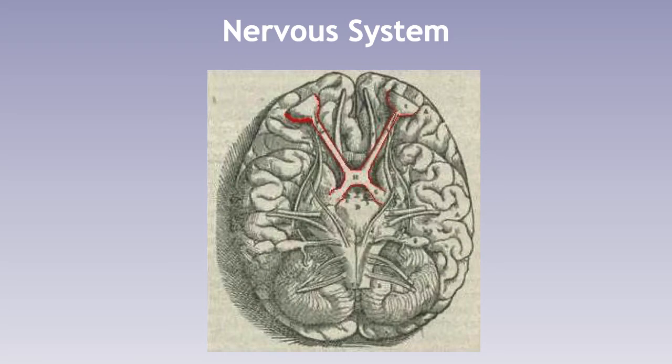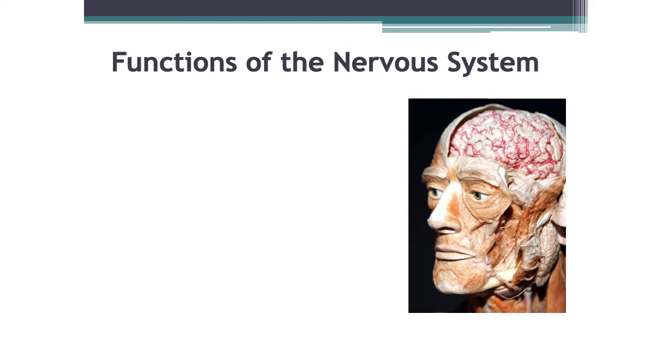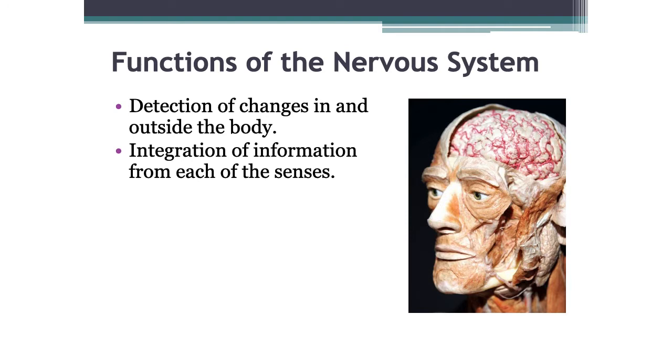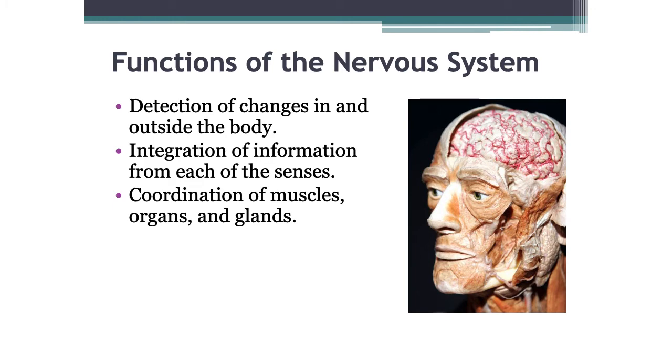So what we're going to start with is the first lecture of the nervous system. Now, when we look at the nervous system, there are several functions. The nervous system is going to function to detect changes in and outside of the body. It's going to integrate information from each of our senses, and it's going to coordinate muscles, organs, and glands with each other so that we can function properly.